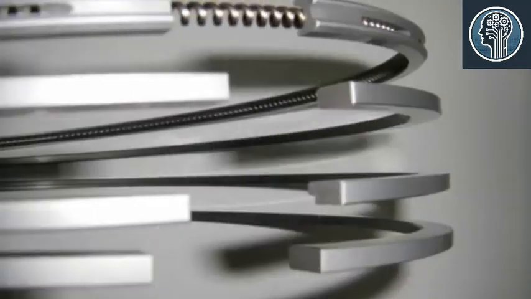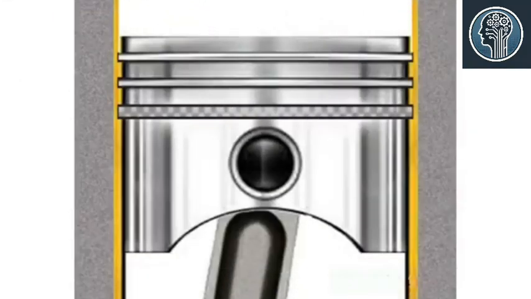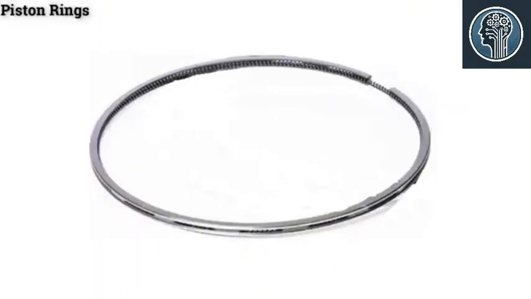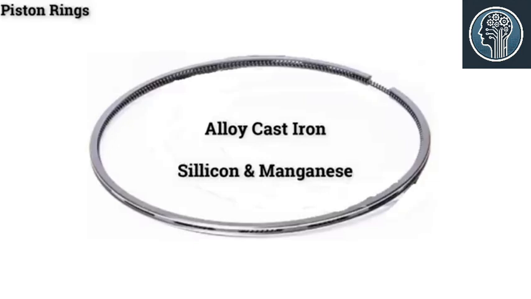Piston rings. The piston rings are fitted into the grooves of the piston to maintain a good seal between the piston and the cylinder wall. The function of piston rings is to form a seal against the high-pressure gases from the combustion chamber entering into the crankcase. The material generally used for piston rings is fine-grained alloy cast iron containing silicon and manganese. It has good heat and wear-resisting qualities.